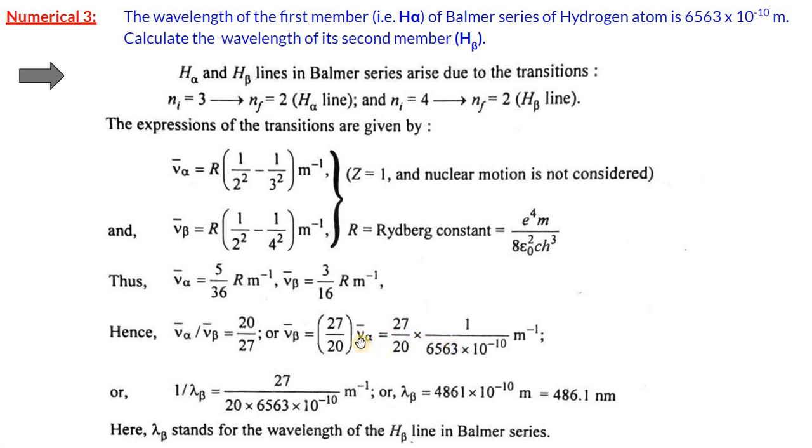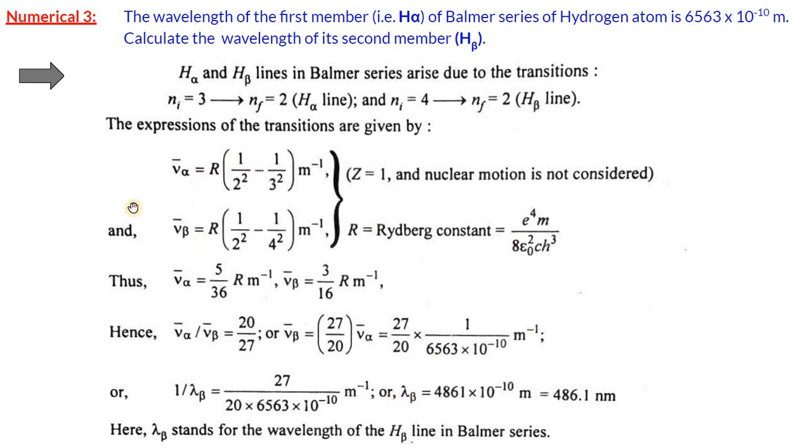Finally, nu bar is called the wave number, that means 1 by lambda, that is 1 by wavelength. I know the wavelength for the H alpha transition, so nu bar equals 1 by lambda. In the place of nu bar alpha I have put 1 by lambda, so lambda means this value, and I have put that over here. Then this is the equation of nu bar beta. Nu bar beta means 1 by lambda beta, that is equal to this, and I have just calculated the lambda beta value from this equation.